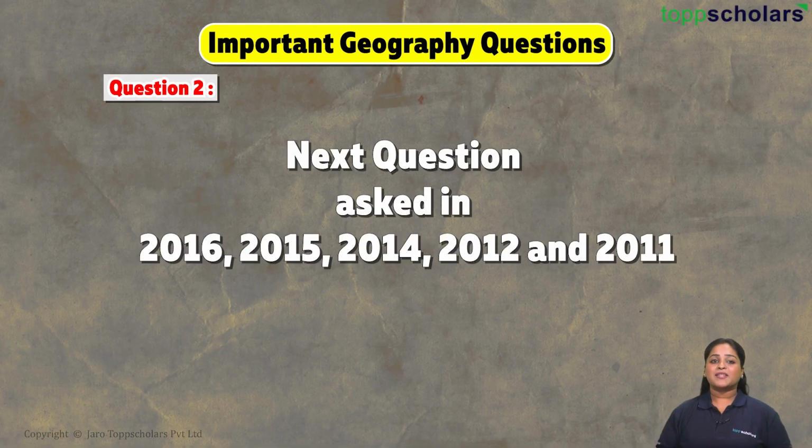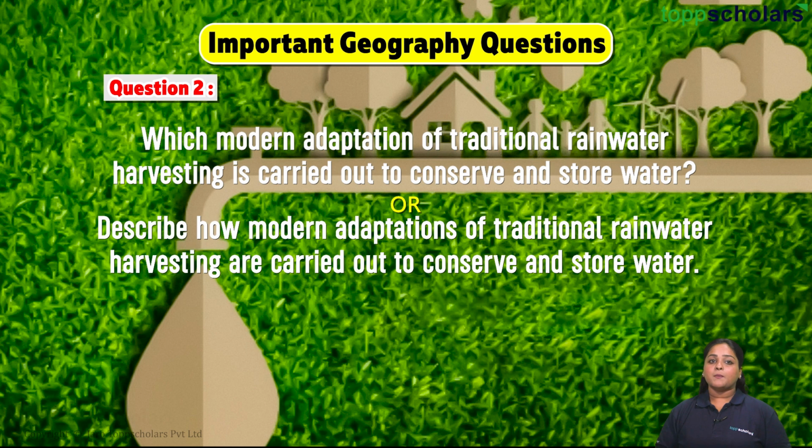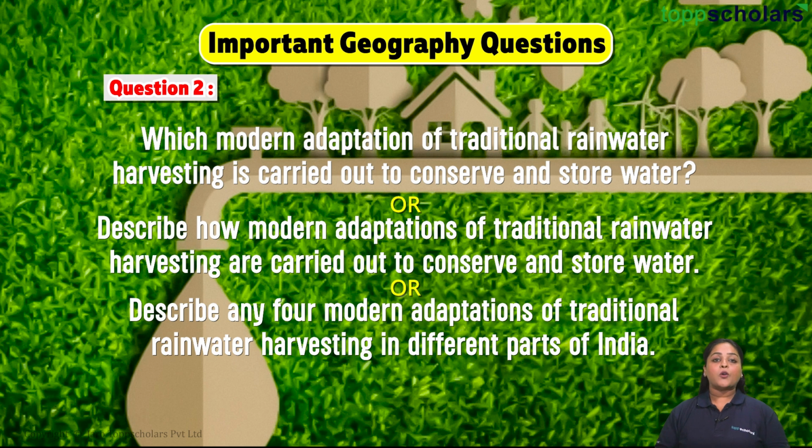The next question has been asked in the papers of 2016, 2015, 2014, 2012 and 2011, so we must surely not miss it out. Which modern adaptation of traditional rainwater harvesting is carried out to conserve and store water? Or describe how modern adaptations of traditional rainwater harvesting are carried out to conserve and store water. Or describe any 4 modern adaptations of traditional rainwater harvesting in different parts of India.